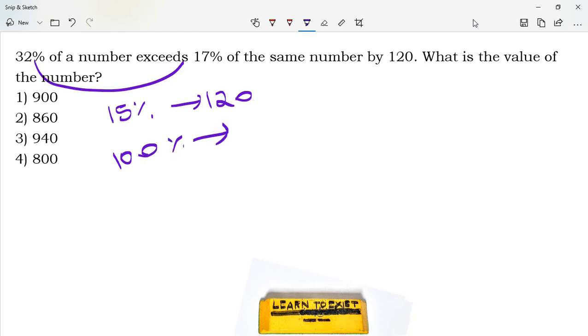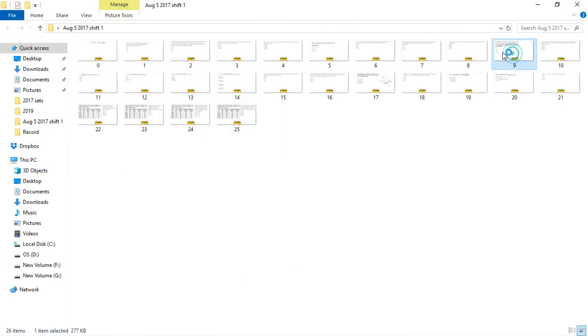15% is multiplied by how many times to get 120? 2 times will be 30, so 8 times. So we need to find out 8 times 100%, which will be 800. So the answer will be option 4. Okay, and we have the next question.